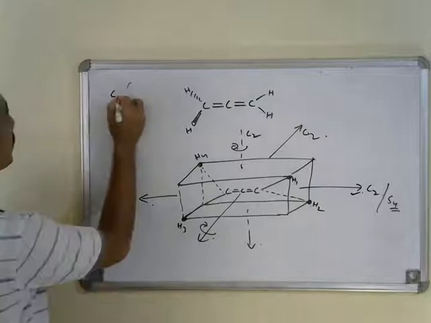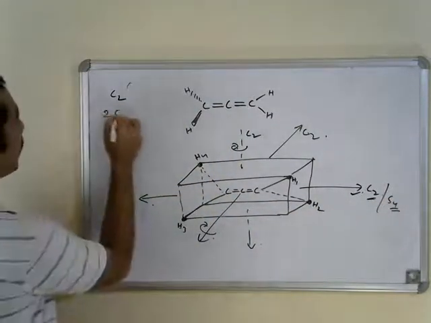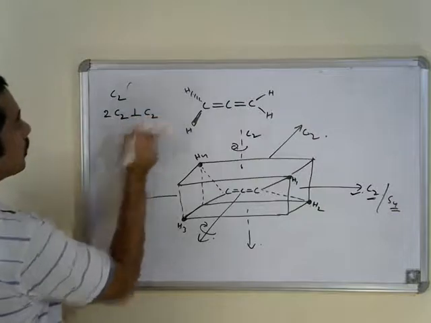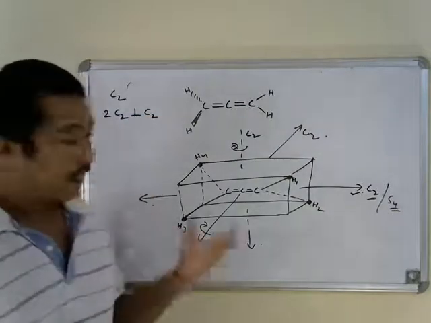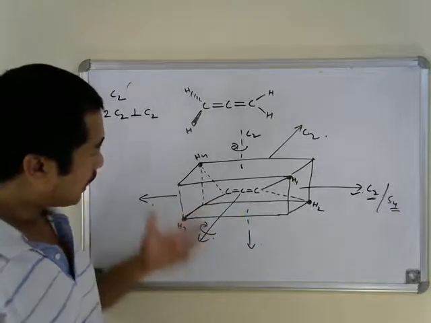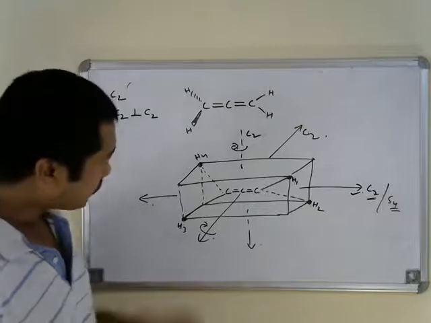So we consider this C2 axis as the principal axis, and there are two C2 axes perpendicular to the principal C2 axis. So again we will have a D point group in this case. Now we should look for whether there are any planes of symmetry in this molecule.